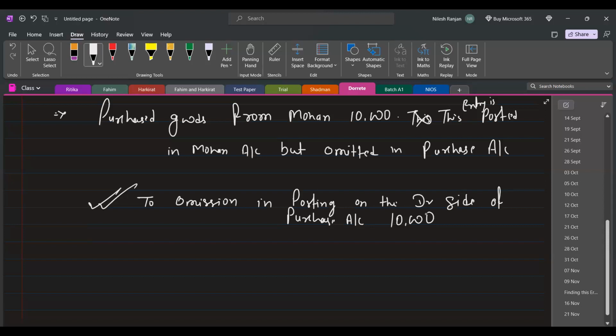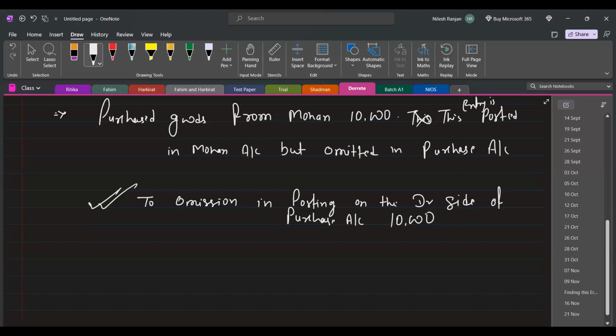Yes, a sentence like this. Whatever the error is, you will put that error name in the debit or credit side of the respective account. If it is omission in posting, then you will write to or by omission in posting. If it is wrong side posting, then you will write to or by wrong side posting with the double amount. And if it is undercasting or overcasting, then you will write to or by undercasting or overcasting in the respective account with the difference amount.